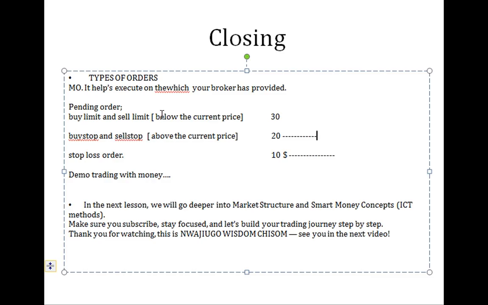But buy limit is below the market price. Below the market price. Sell limit is what? Above. Why is buy stop above the market price? So limit is below the market price, while buy stop is above. Limit below, buy stop above.